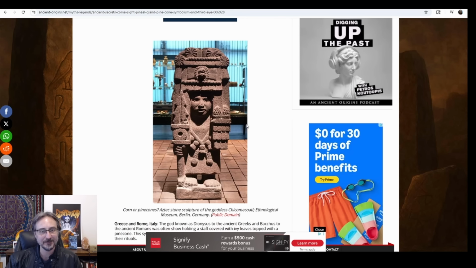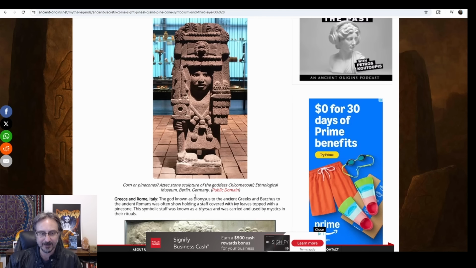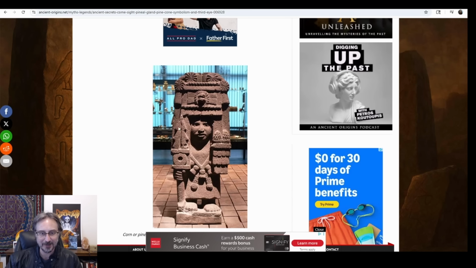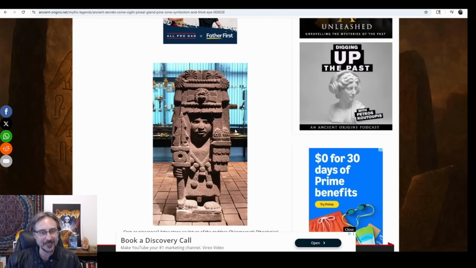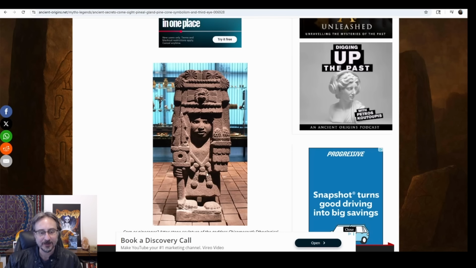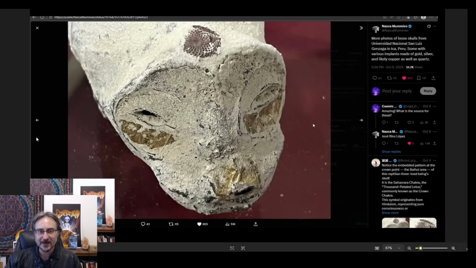an implant, maybe, over his third eye or representing his third eye. Then you can see he's holding pine cones, and there's a big pine tree right there. Now the caption here says corn or pine cones, but again, there's a big pine tree, and it looks like pine cones, and he's got the thing in his forehead, which might very well be a pine cone, which obviously is what we're talking about. A pine cone shape in a forehead, possibly representing the third eye.